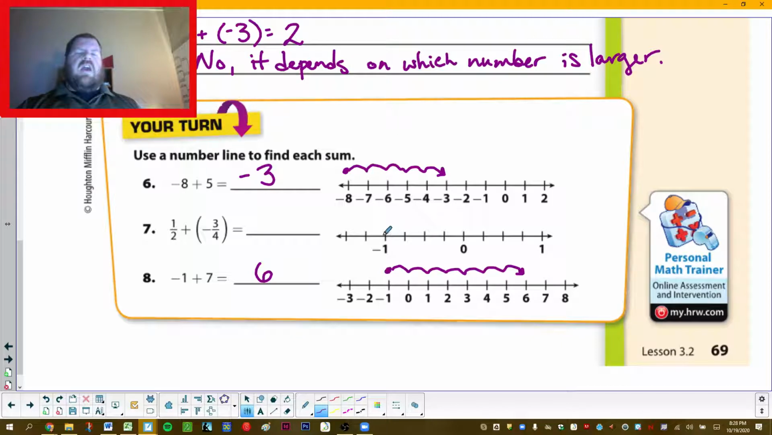If I have 1/2, first I've got to figure out how my number line's configured. There's 1, 2, 3, 4 units to get to 1. So every one of them is 1/4. And it's important to know that 2/4 is 1/2. So I'm going to start at 1/2, and I'm going to move to the left 3/4. 1, 2, 3. Where is that? That is negative 1/4.